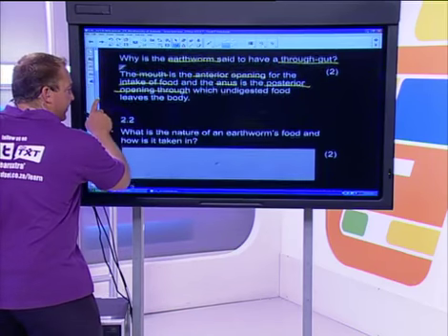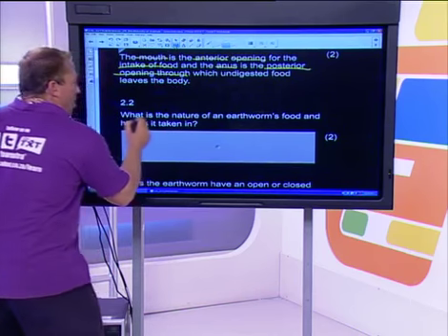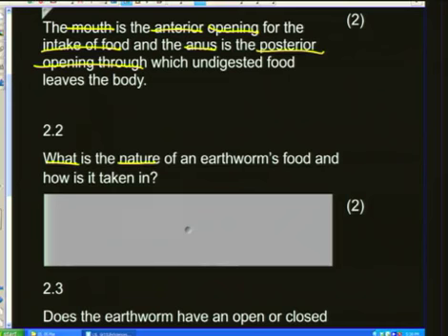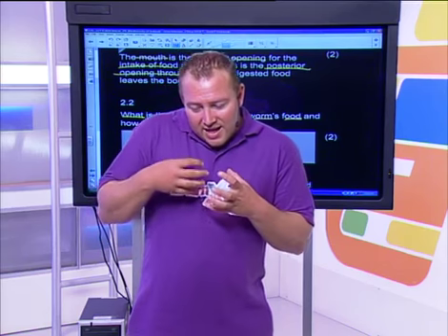Let's bring it down. What is the nature of an earthworm's food, and how does it take it in? So how would it take it in? Now, the earthworm lives in the ground. And you will notice the more fertile your soil is, the more earthworms you have. Because the earthworm eats all the nutrients in the soil, so it takes in stuff, and then it goes through its through gut, and it lets out, and it fertilizes the soil even more. You get what I'm trying to say?